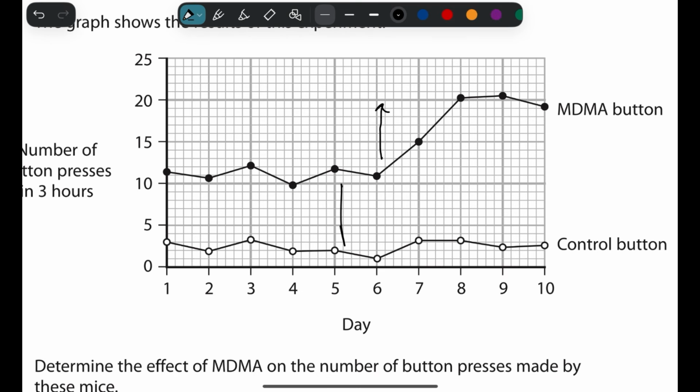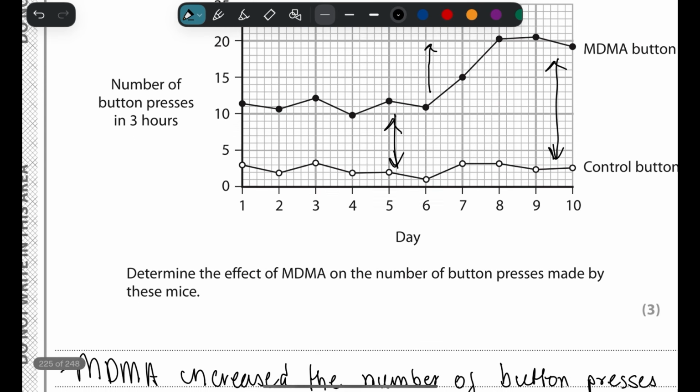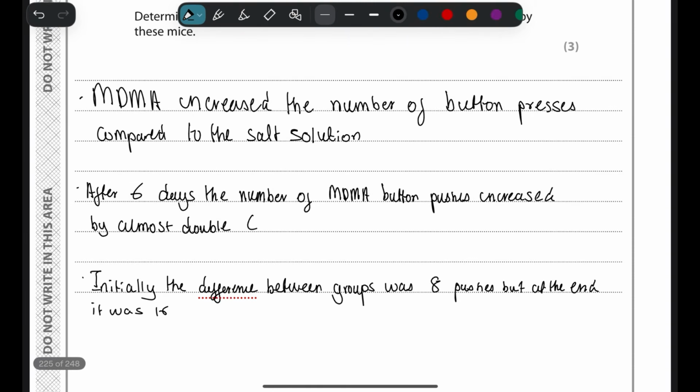I think definitely I'm going to want to compare that this gap has gotten bigger as well. So those are the kind of considerations I'm thinking, because again, when we're saying determine, we need to compare it to what we had before as well. So that's kind of what we've written here.